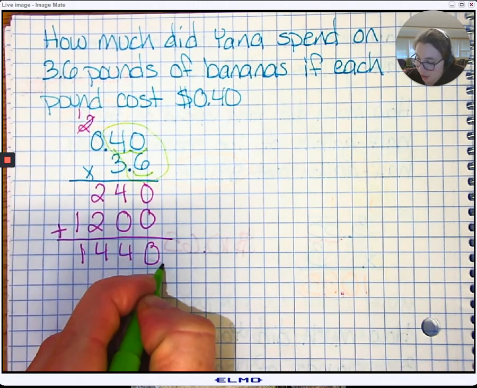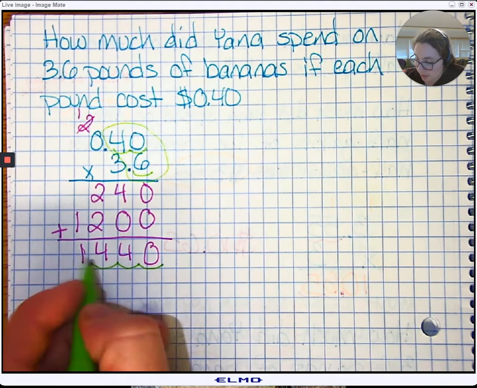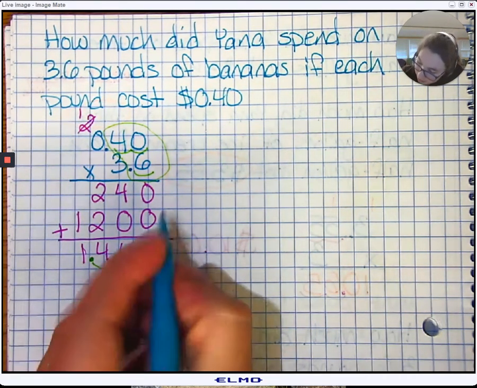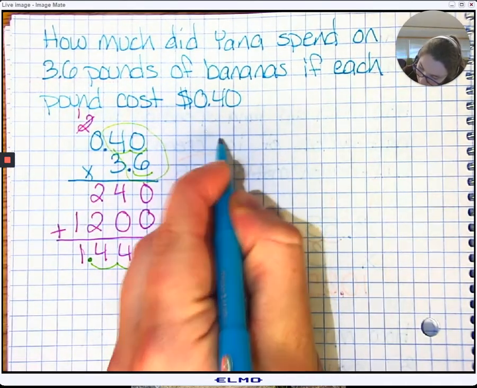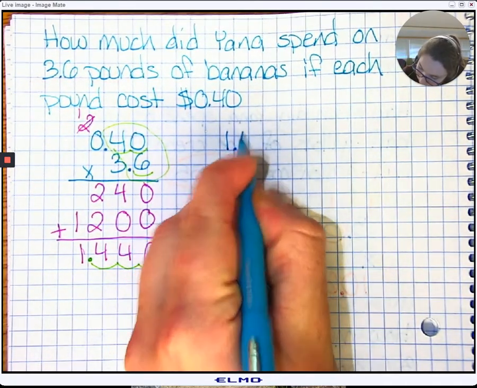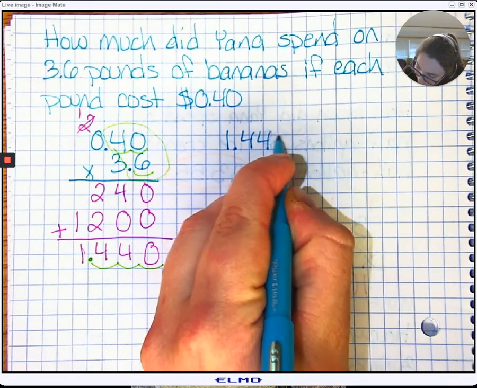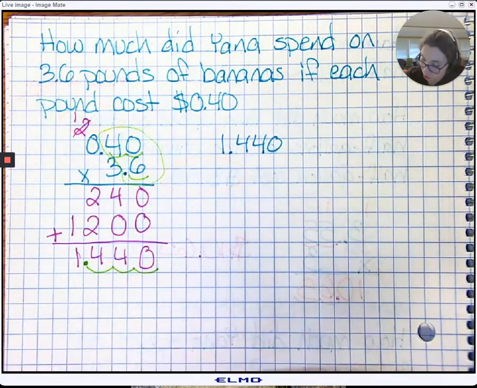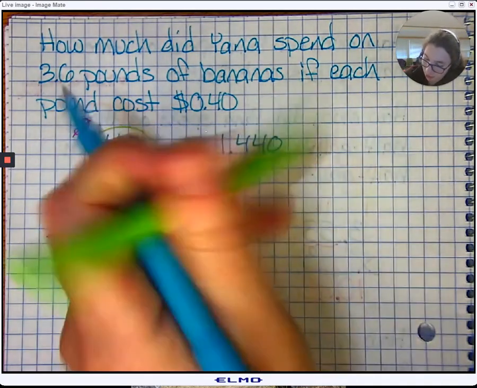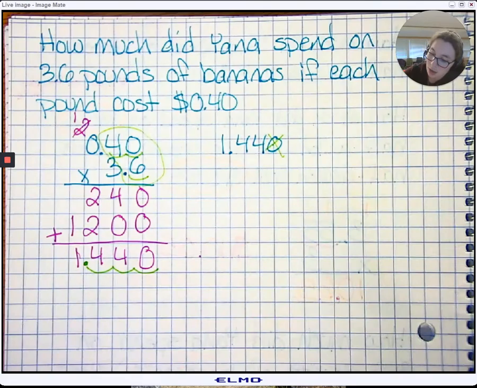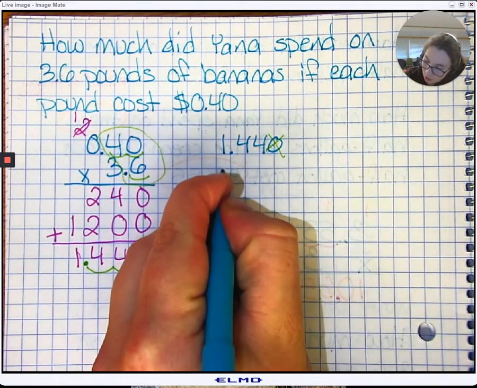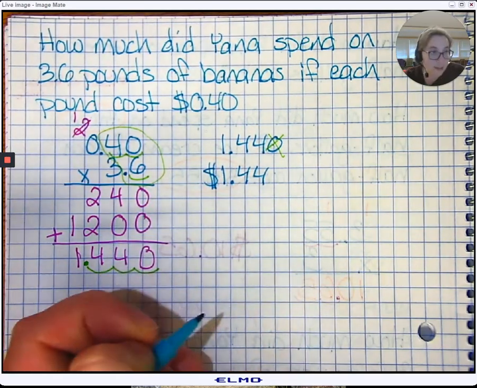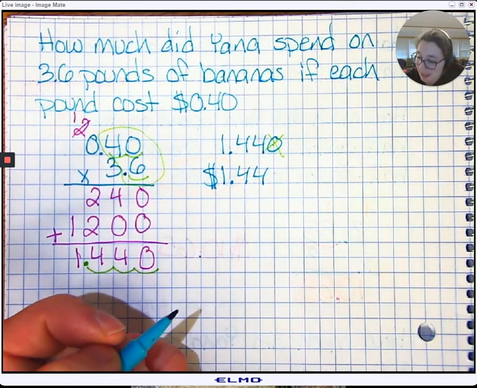Ready? Start on the right. 1, 2, 3. Which means our decimal is going to go right there. Which means that our answer is 1 and 440 thousandths. Which, if you've been paying attention, you know that we can take this 0 and go, meh, don't want that. Which is the same as $1.44, like that. How much did she spend on her 3.6 pounds of bananas?